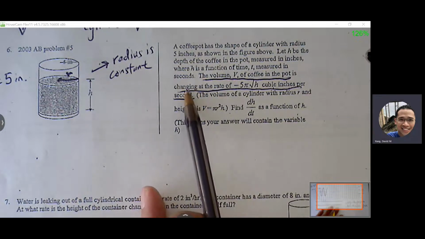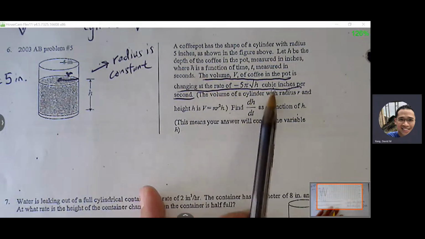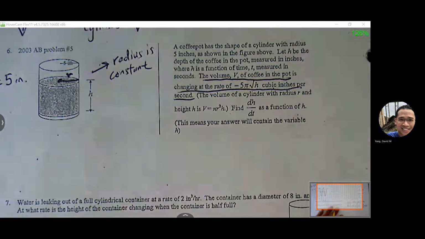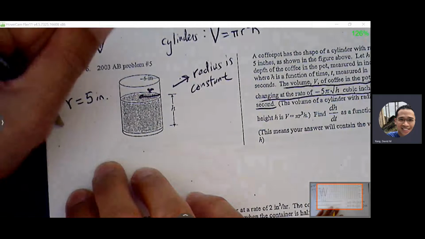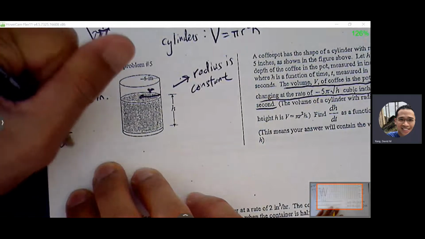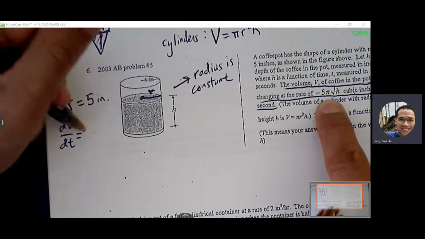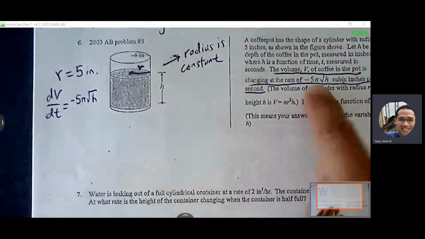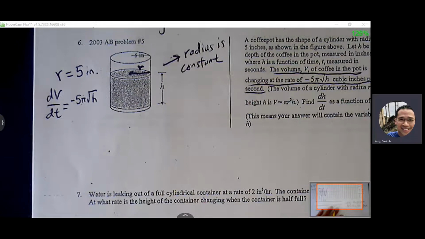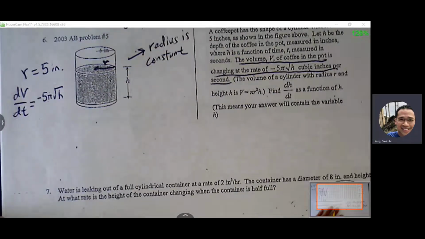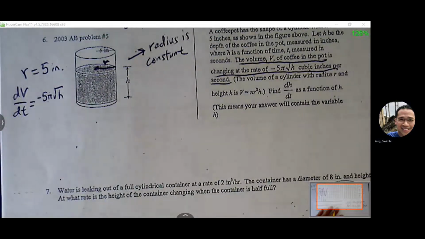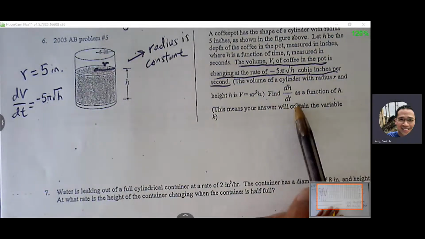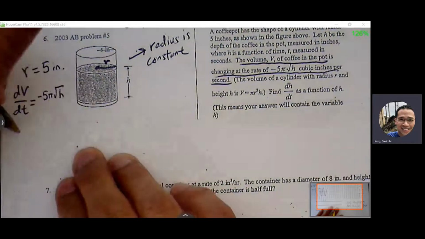Okay, so V for volume. We see the word changing. We see the word rate. We see the words cubic inches per second. We know there's going to be a pairing of volume and time, so that must be dV dt. So put that to the side, dV dt. Okay, -5 pi root h. That makes sense because coffee is draining out of the container and that volume is decreasing. Find dh over dt. So that's our goal, to find dh dt.